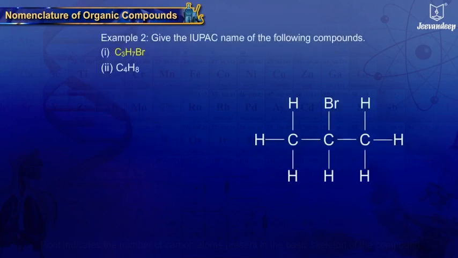Example 2. Give the IUPAC name of following compounds. Solution. We will observe the following steps. 1. For the root name, count the number of carbon atoms in the longest continuous chain and number them as per rule. In this example, there is only one chain with 3 carbon atoms. Thus, the root used is prop.